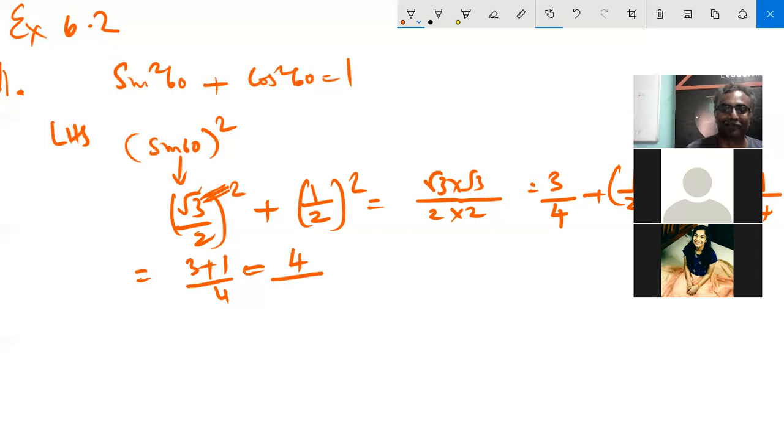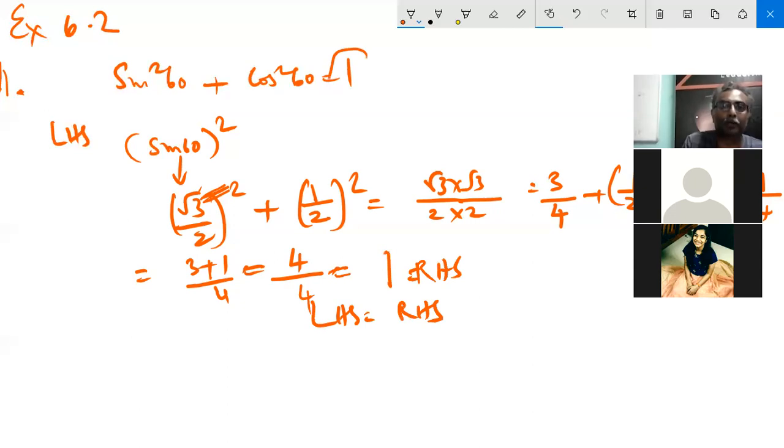Which of this thing is true? Okay, 4 by 4 is equal to how much? 4 divided by 4. Any number divided by itself is how much? 1. That is equal to right hand side. So LHS equal to RHS, proved.